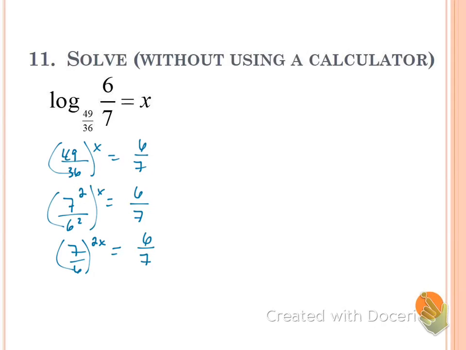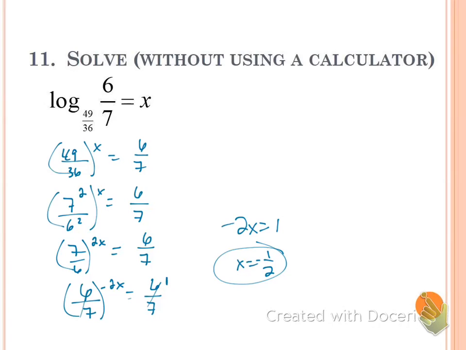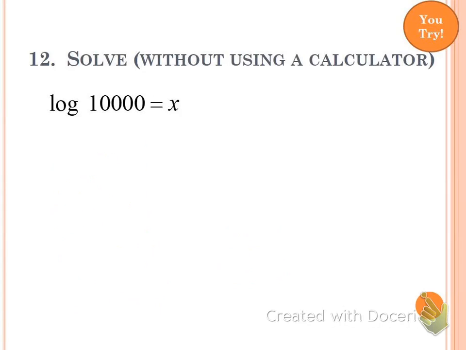But if you look, our two bases still aren't exactly the same. We need to flip one of them over, and it doesn't matter which one. If I flip the 7 over 6 over, I got to make this negative. Now we can drop bases, remembering that this has an exponent of 1. We get negative 2x equals 1 divided by negative 2. We got x equals negative 1/2. Kind of tricky. Okay? All right. Try 12. Rewrite that in exponential form, and then solve it. Start the video up, and see if you're right.